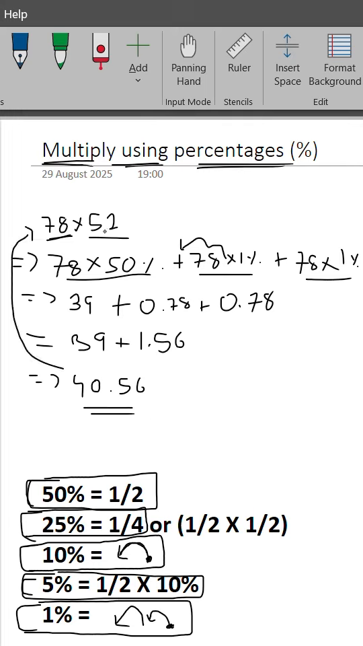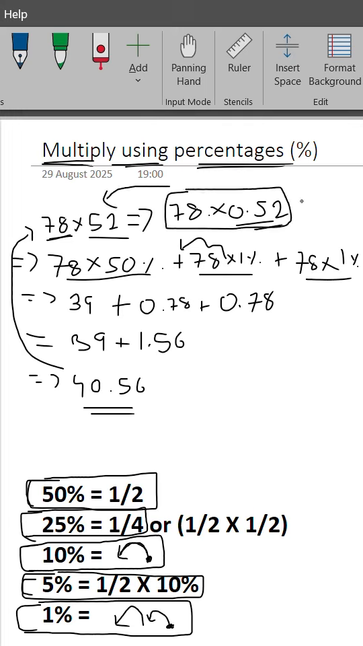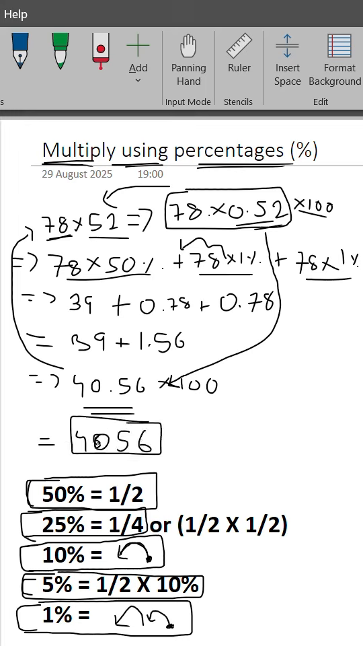Absolutely not. But since we calculated 52% of 78, what we essentially calculated was 78 into 0.52, because that's how percentages work, right? So to get this into this, we just have to multiply this with 100. So 0.52 will become 52 and we'll get 78 into 52. So since 40.56 is nothing but 78 into 0.52, just multiply this with 100 and you will get 4056, and this is your final answer.